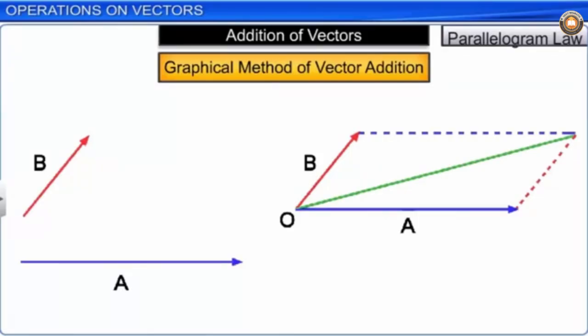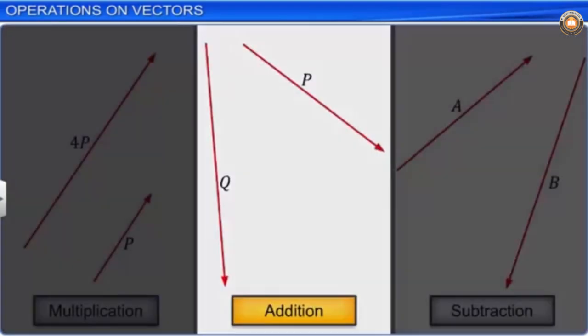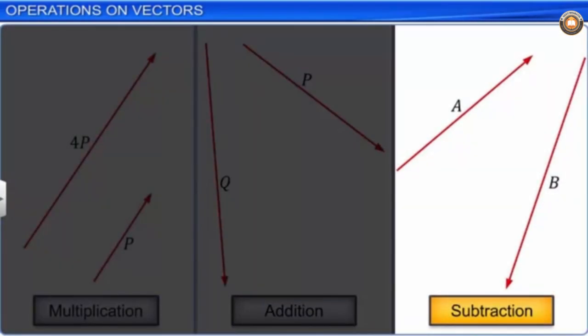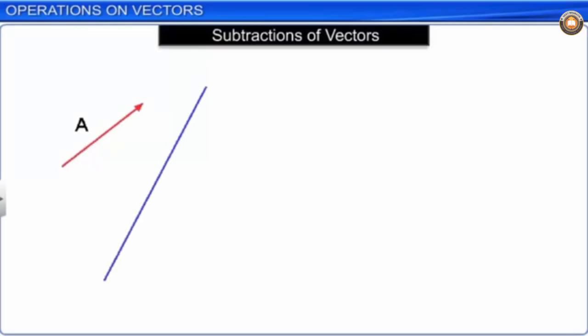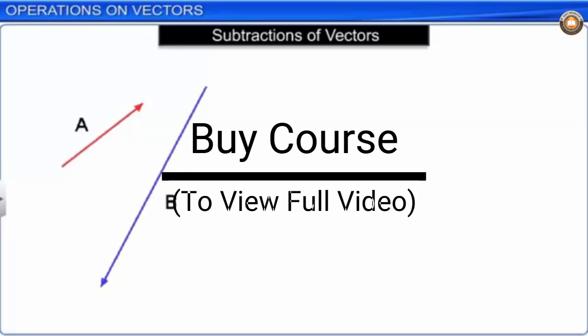After addition, you will now learn about the subtraction of vectors. Direct subtraction of vectors is a little confusing. To avoid this confusion, you must use the concept of addition of vectors after reversing the direction of the second vector. Vector minus B is added to vector A to get R.